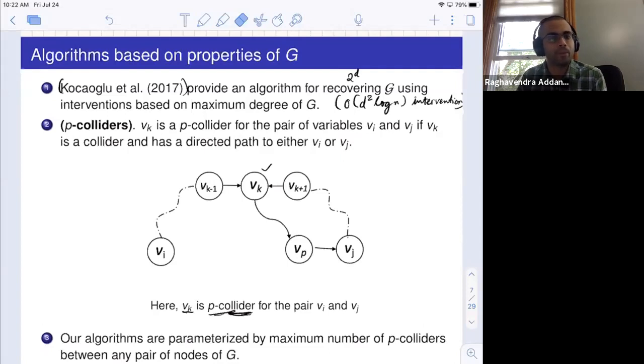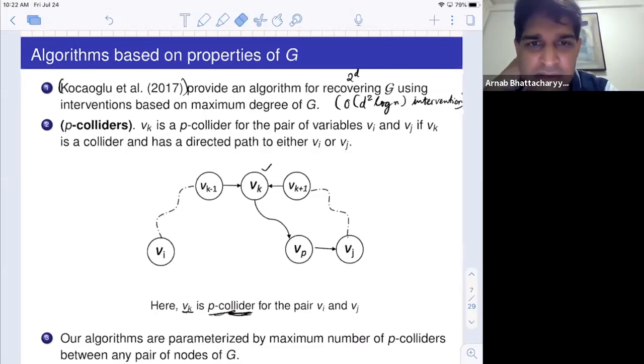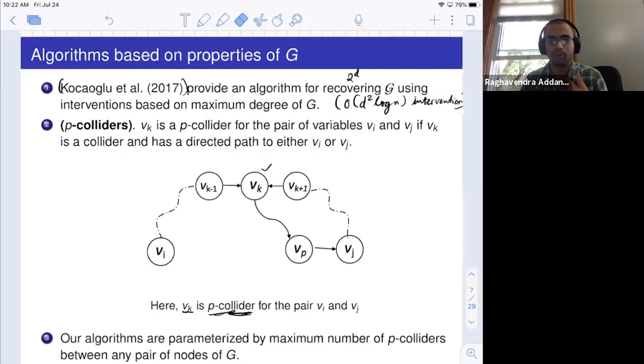Cool. So using CI oracles, conditional independence oracles, what is known is that d squared log n interventions suffice to recover G, where d is the maximum degree of G. Is this the in degree or the whole degree? The maximum sum of in degree and out degree. So it's parameterized by the maximum undirected degree.